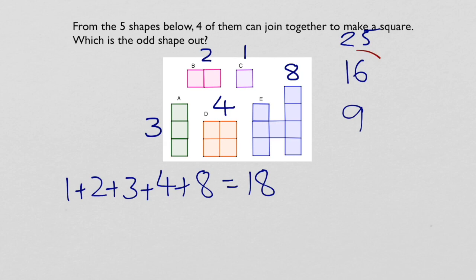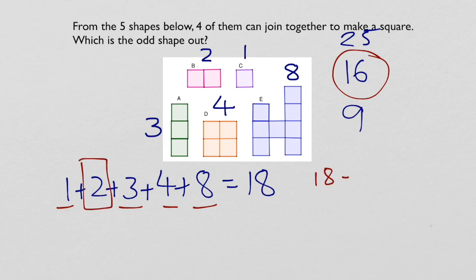So of these 5 shapes, which of the 4 numbers add up to make 16? And yes, it's going to be 1 and 3 and 4 and 8. So 2 is the odd one out, which means shape B is the odd one out.